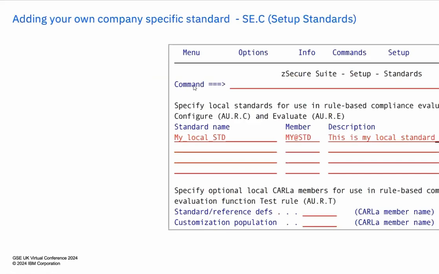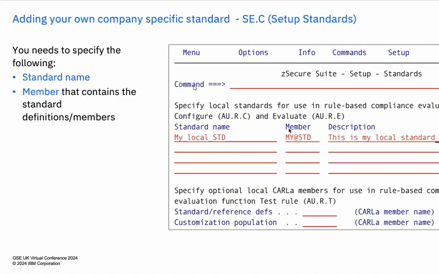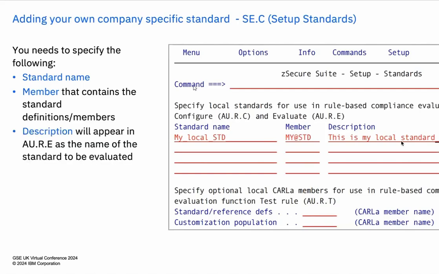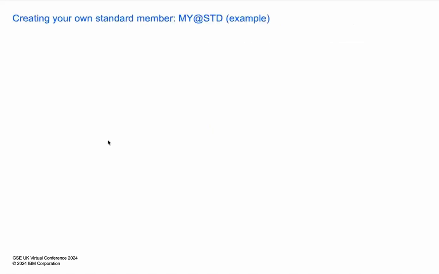Okay. And finally, and then we're going to move to a live demo. You can add your own company-specific standard as well. This you can do in the setup standards option. What you need to do is specify the standard name. You can call it anything. I called it my local standard. Then you have to have a member where you put your definitions. The definitions like define standard, define references, any other specification, and you can give it a description that will appear in the evaluation menu.